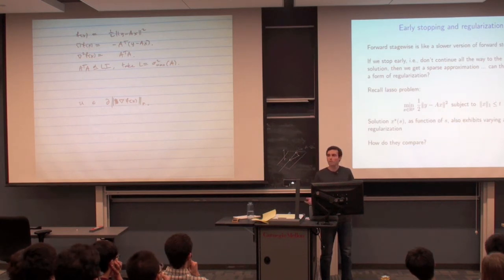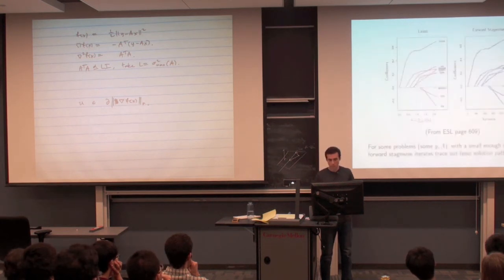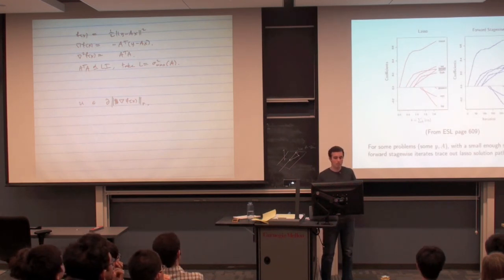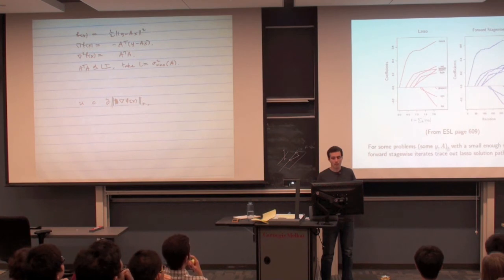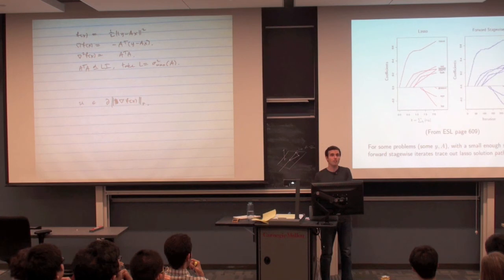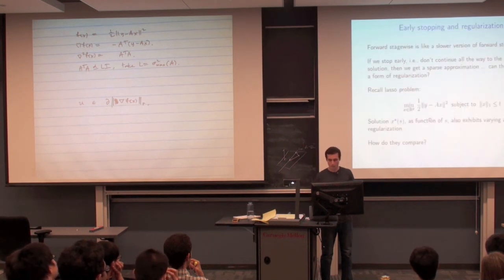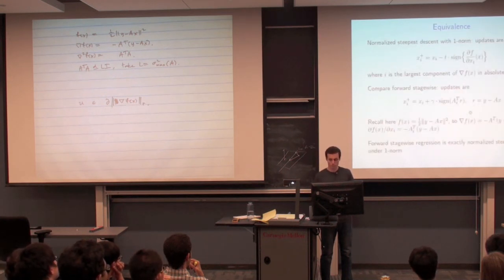So you might ask, well, how do they compare? And the remarkable thing is that you can actually prove that for some problems, which means that for some y and a, with a small enough step size, these are the same thing. They're the same method. Doing gradient descent and stopping early, if I use the one norm, is the lasso. So here I've actually plotted the lasso solution paths as a function of how big that bound is, T, the L1 norm bound.